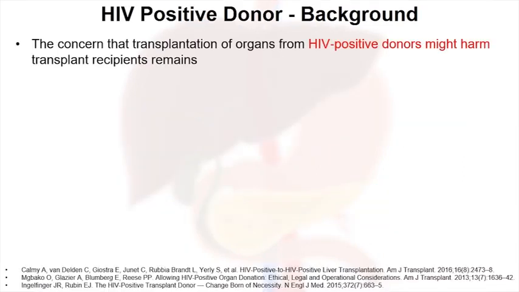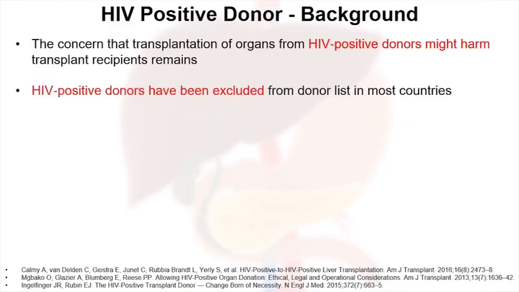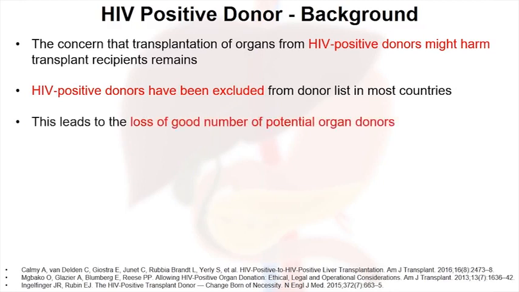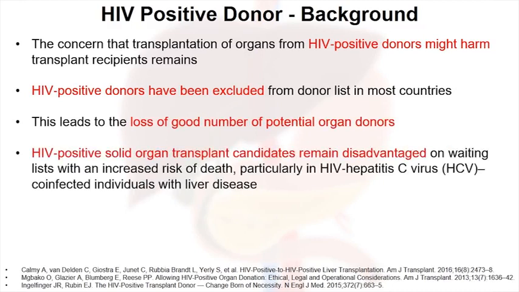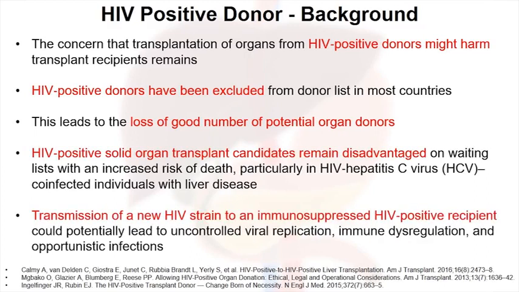The concern about transplantation of organs from HIV positive donors remains high in most countries. HIV positive donors have been excluded in most countries over the years, and this leads to the loss of a good number of potential organ donors. At the same time, HIV positive solid organ transplant candidates remain at a disadvantage because they don't get a liver easily. Transmission of a new HIV strain to an immunosuppressed HIV positive recipient is also another risk factor.